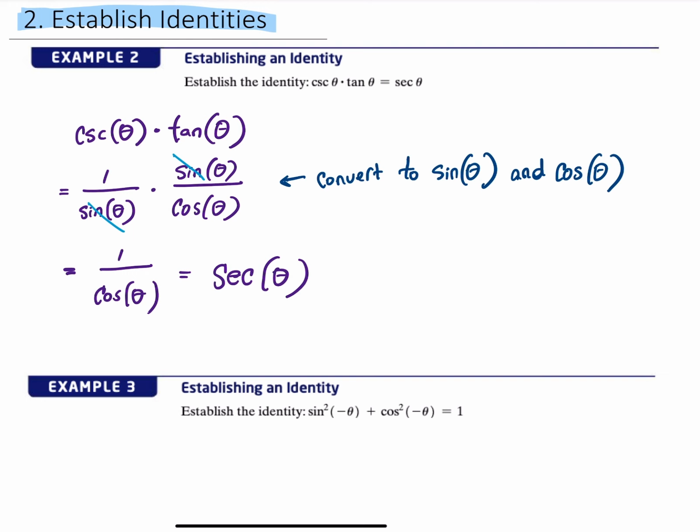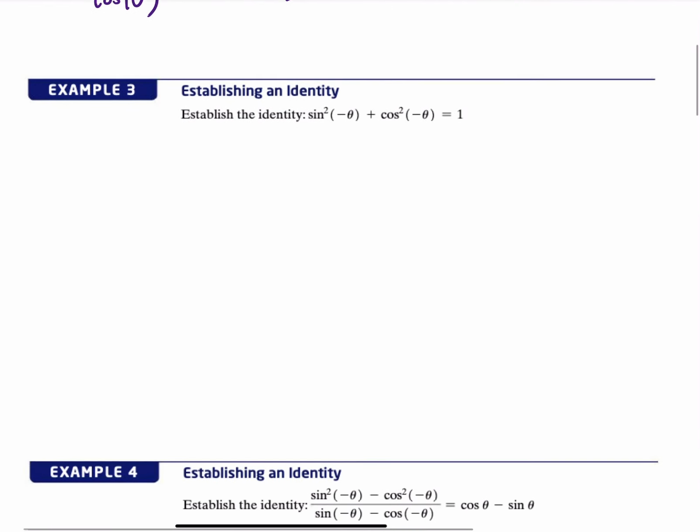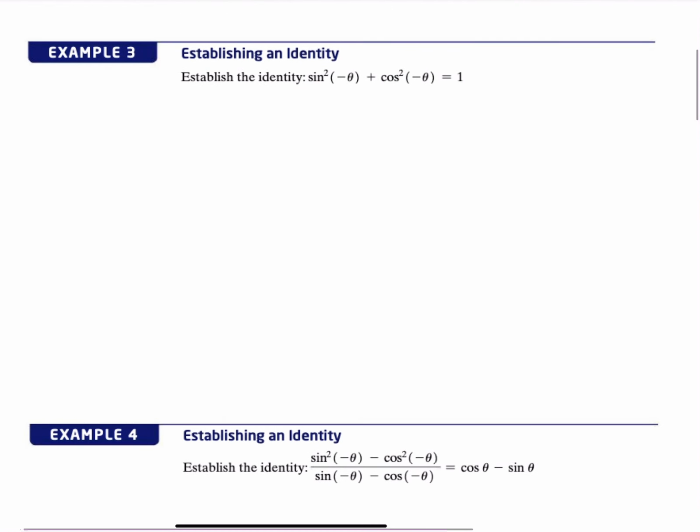All right, let's look at example 3. Here we are given sine squared of negative theta plus cosine squared of negative theta equals 1. It already looks like our Pythagorean identity. We just have some negative thetas in here, but we want to verify this. We want to show that it's true.